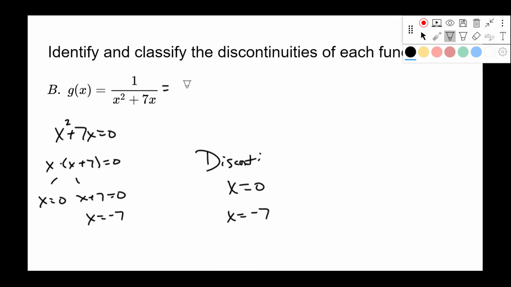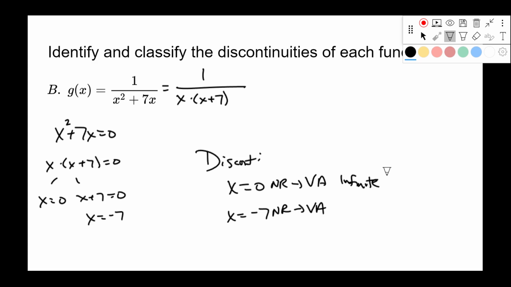Now I'm going to come back up here again to try to classify them. Take the x out, x plus 7. It's factored on the bottom. On the top, there's nothing to factor. So now the question is, can I remove either one of these issues? Do I have an x up here to cancel with this x? No. Do I have an x plus 7 to cancel with this x plus 7? No. I can't remove either of them. So they're both non-removable. These are both vertical asymptotes. They are infinite discontinuities.